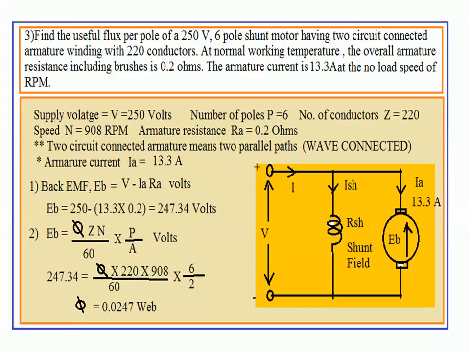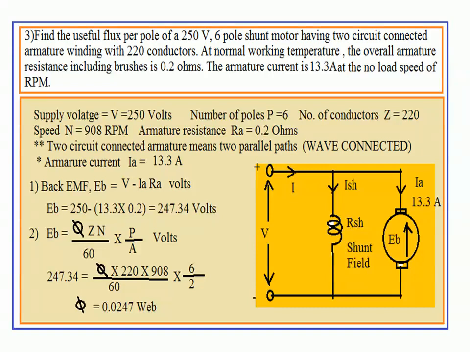In this problem, you have to observe very carefully. Last time the total current was given. Now in this problem, the armature current is given, IA equals 13.3. Directly you can go for the problem. Hence, directly you move to back EMF. EB equals V minus IA RA. Substituting the values, we get 247.34 volts. Once you get the back EMF, this back EMF is also equal to phi ZN by 60 into P by A volts.